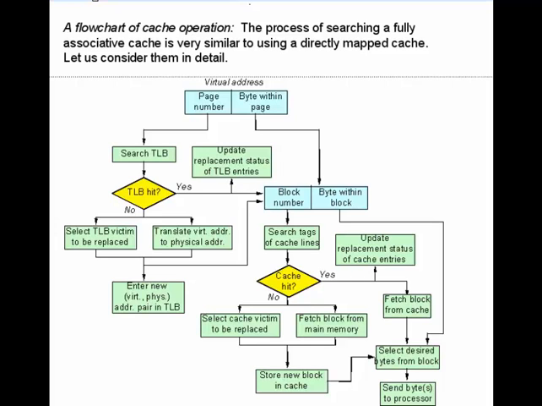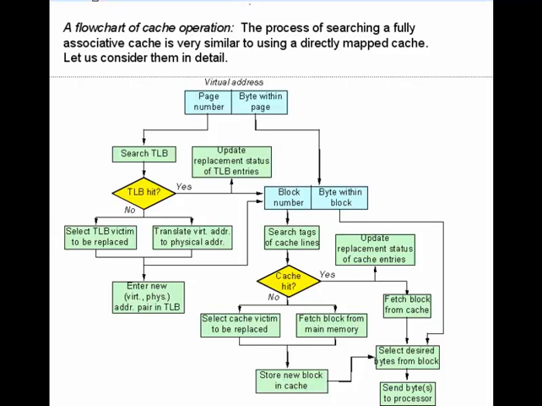looked up in a translation look-aside buffer, or TLB, because we want to be able to translate virtual addresses to physical addresses quickly. Therefore, you search the TLB, and if there's a hit, then from that you just get out the leading bits of the physical address, and you can concatenate it with the offset, the byte within the page. Of course, if there is a replacement that takes place at that point, then you need to do something more complicated. But even if there is no replacement, note that I've got this little block here that says update replacement status of TLB entries.